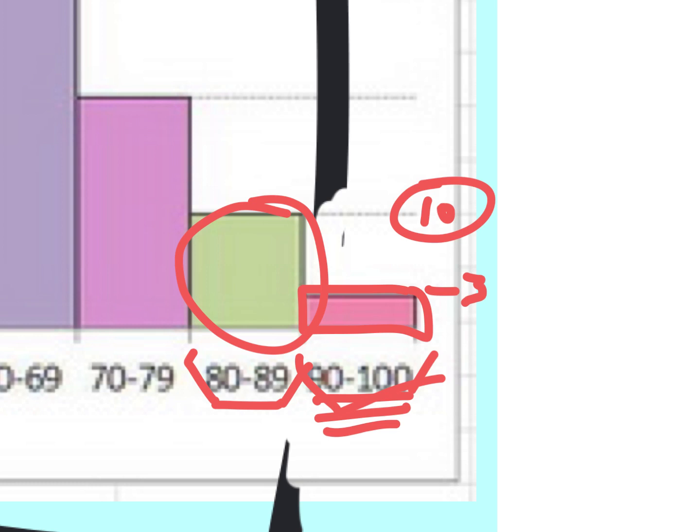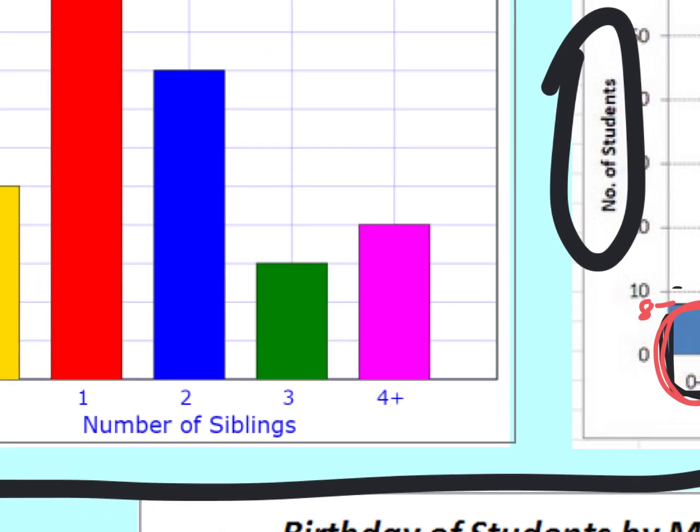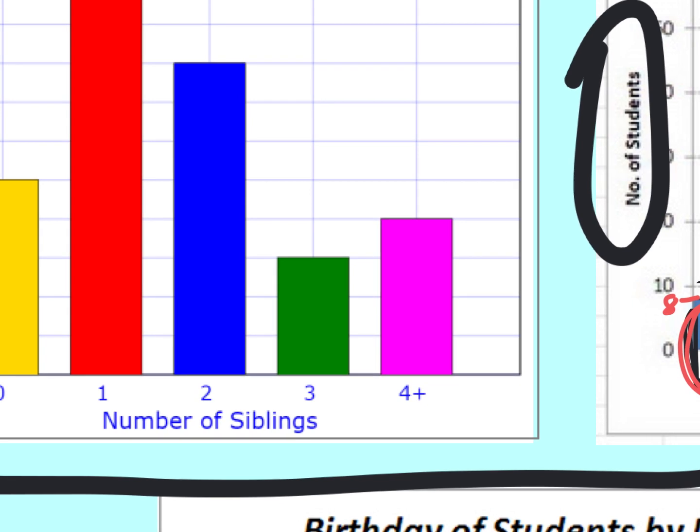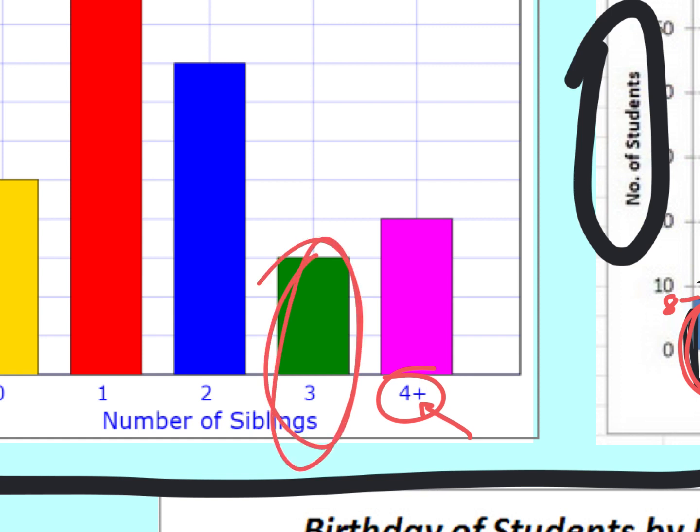Do you get the difference? Over here, this is just one thing: people that have 4 siblings. Boom. It's not a range. Well, actually, weirdly, this one is, because it's 4 plus. This is not a range. It's just 3. You have 3 siblings.